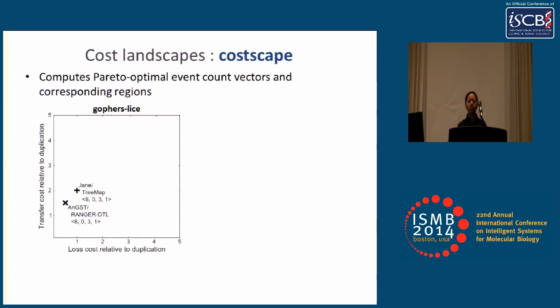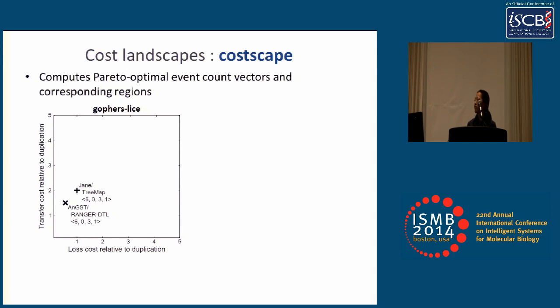So now I'm going to talk a little bit about the software tools that we've developed to make use of this algorithm. The first one is if we want to consider the cost landscape. So we denote this by costscape. And here what we're trying to see is we want to compute the Pareto-Optimal event count vectors and the corresponding regions. So before this algorithm, if we have the co-evolution of gophers and lice, and we have this 2D landscape of transfer costs and loss costs, then previous to this paper, what you would do is you would use an algorithm and probably the default cost.